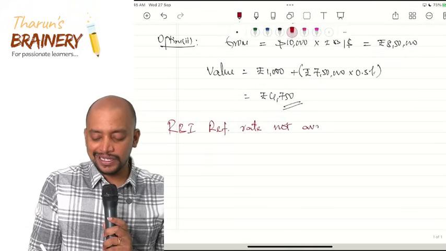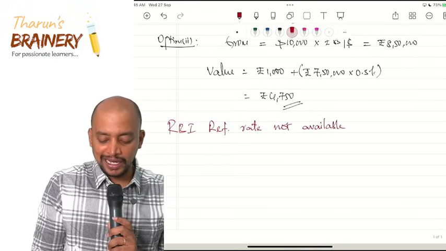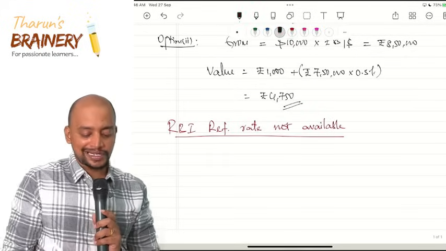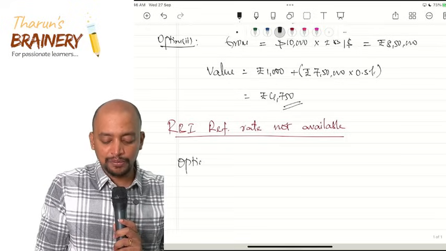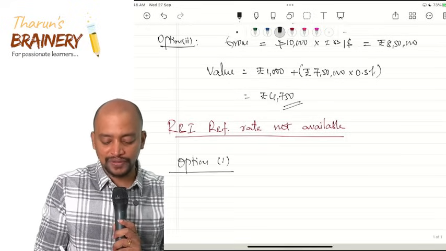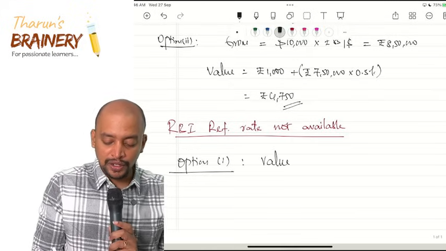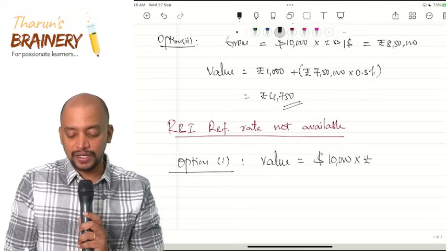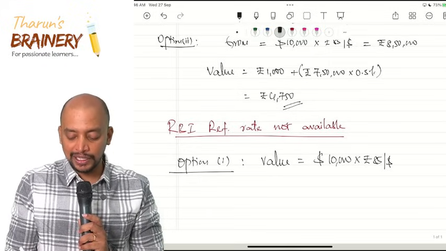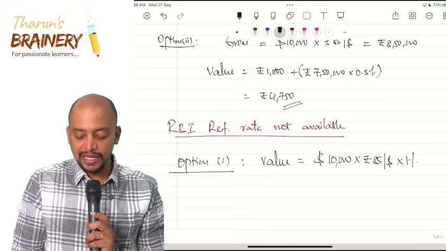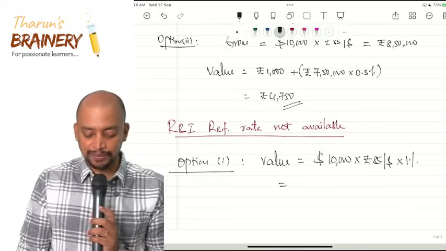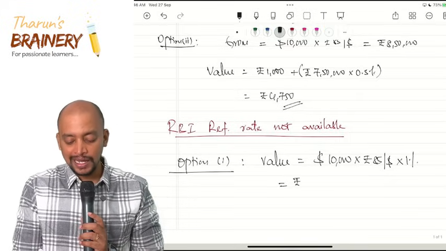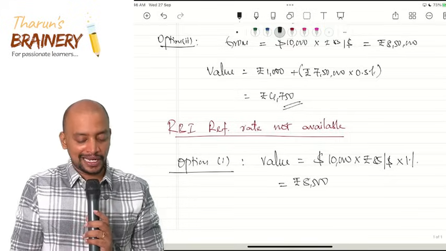If the RBI reference rate is not available, then you take the gross amount of Indian rupees exchanged and multiply with 1%. So what will be taken as the option 1 value? Gross amount in Indian rupees: $10,000 exchanged at 85 rupees per dollar, multiplied with 1%. So 10,000 into 85 into 1%, that will be 8,500, taken as the value.